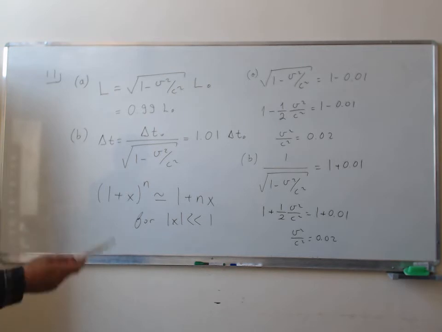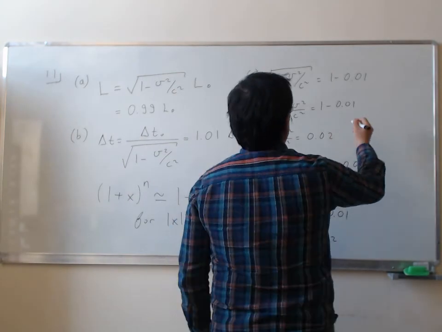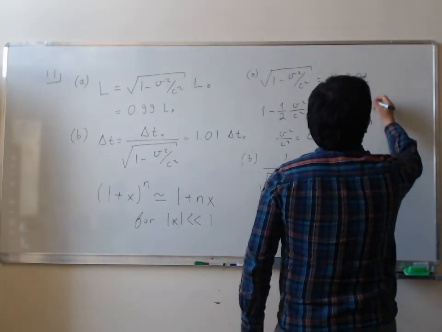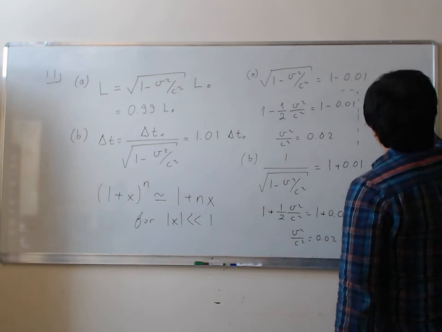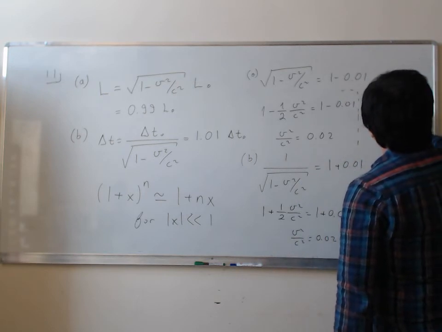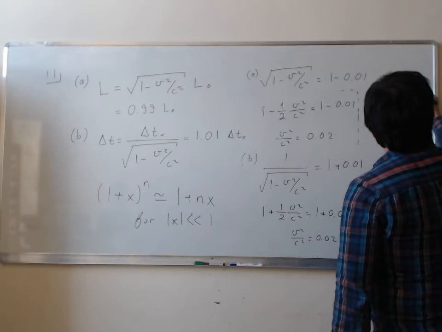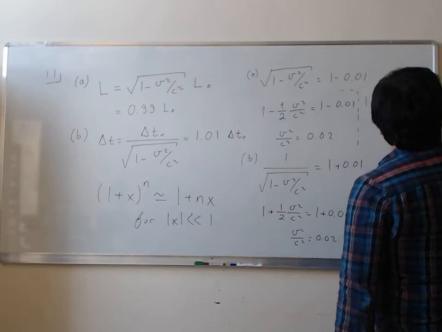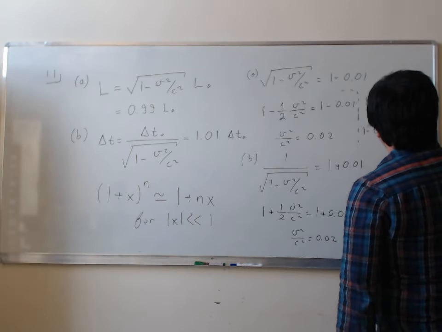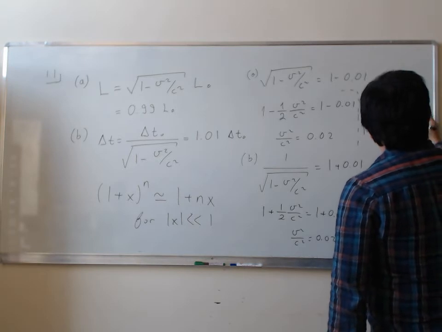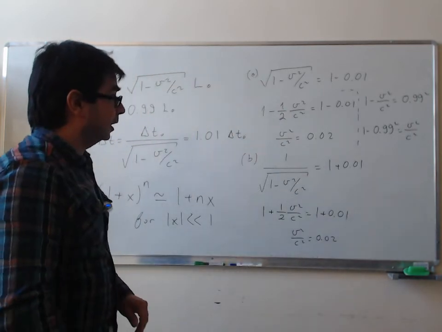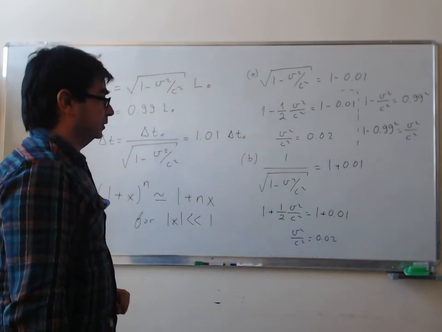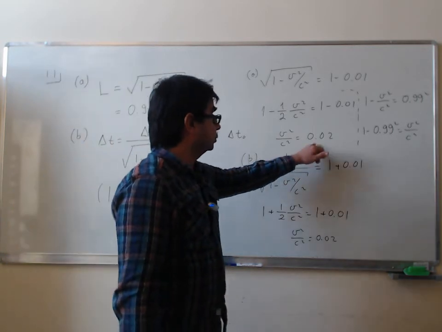But if you go to the higher order, and how do you do this? You just solve this exactly, right? So instead of doing this, let me get some room here. What you do is you get 1 minus v square by c square is 0.99 squared, and then move this to the other side. 1 minus 0.99 square is v square by c square, and well, you're going to get something slightly different than 0.02.